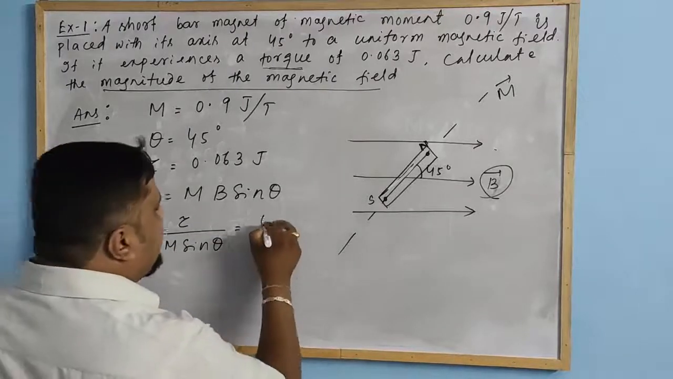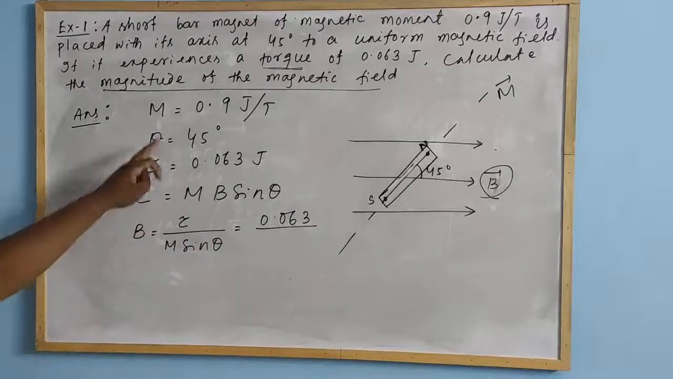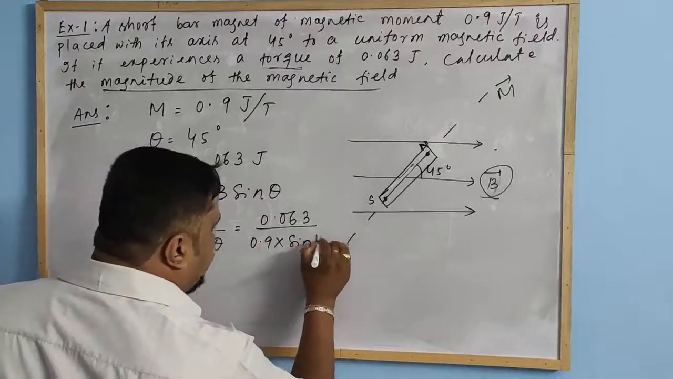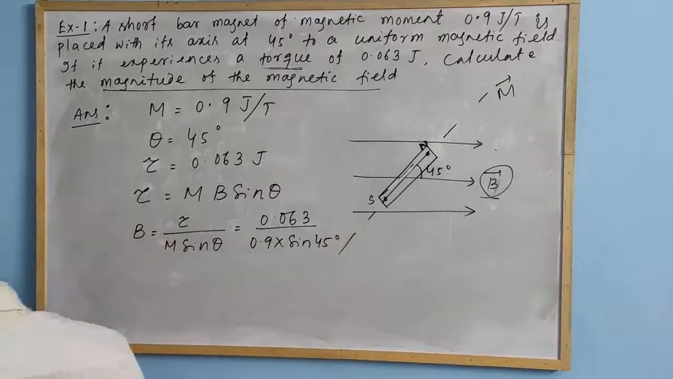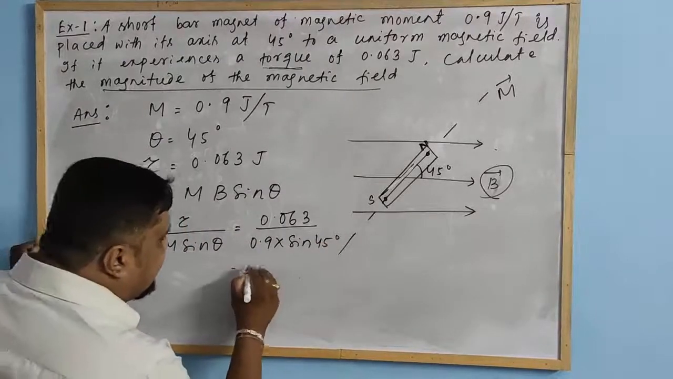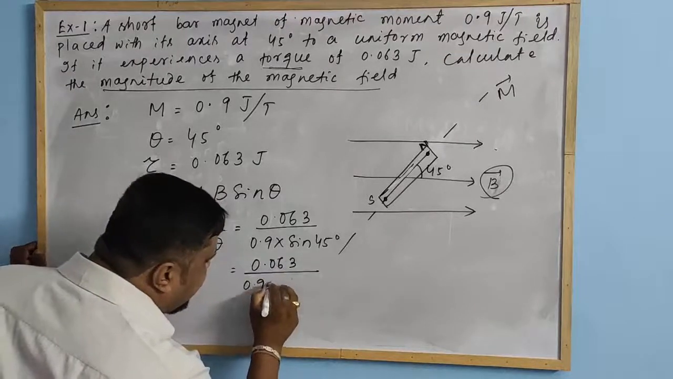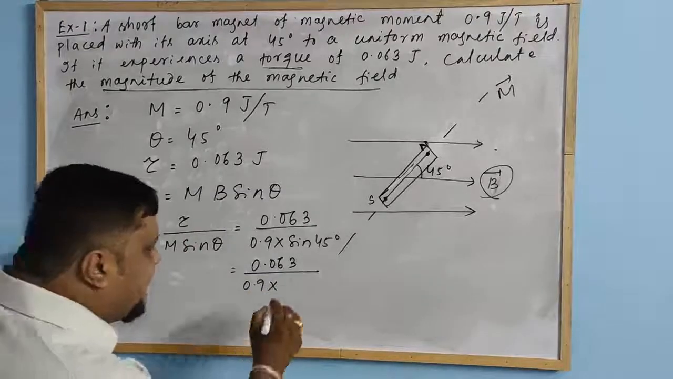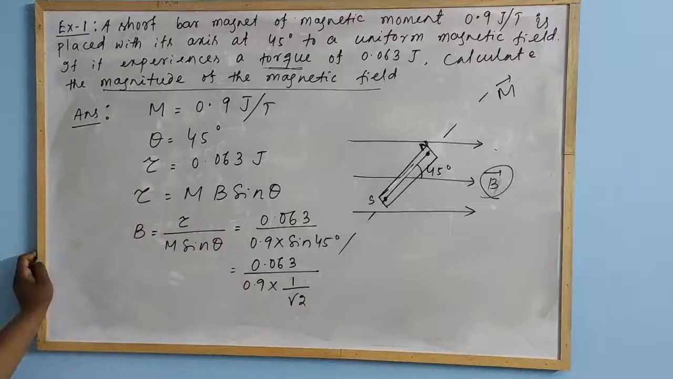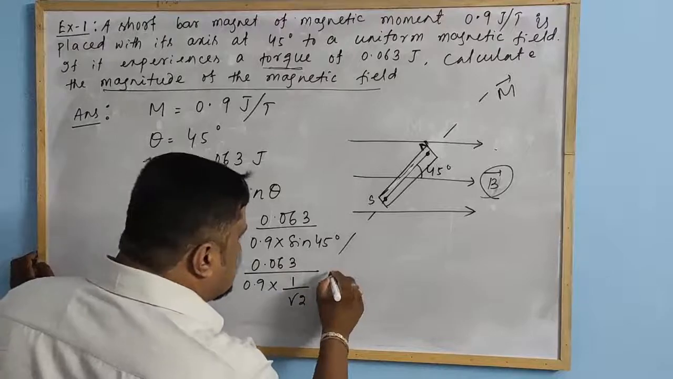What is this tau? Torque is equal to 0.063 divided by, what is the dipole moment? 0.9 into sin 45 degree. It is given, right? So if you put all these values, this is equal to 0.063 by 0.9 and sin 45 is 1 by root 2. So this root 2 will multiply here.